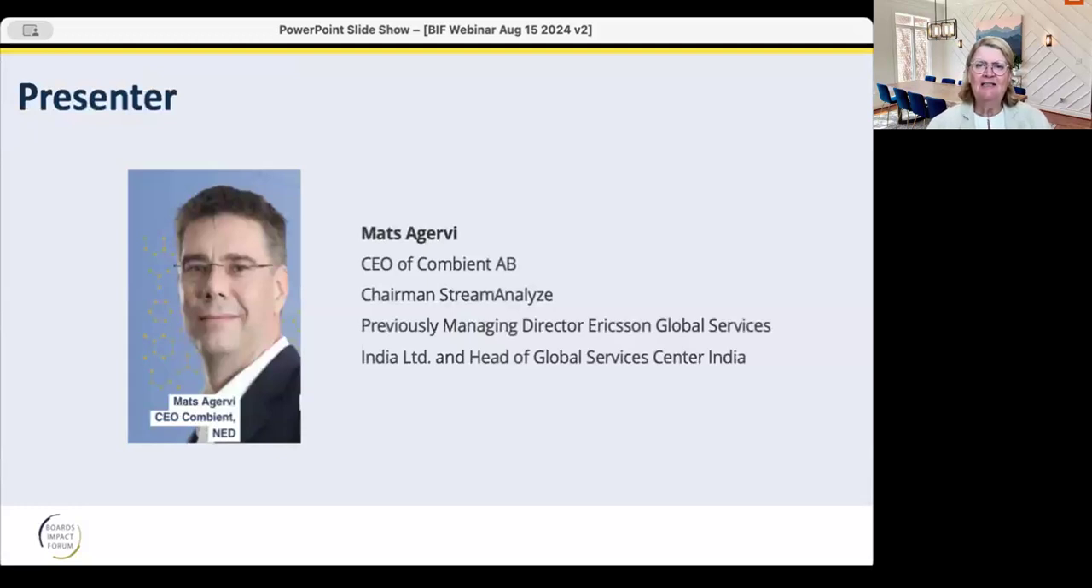Now, we're excited to have Mats comment much more from the company, but also, interestingly, the ecosystem and the board level. Mats is the CEO of Combient. He's also a NED in several companies, and he's even a chairman of AI companies. He has a background from Ericsson, and he's used to very fast growth, we can say.